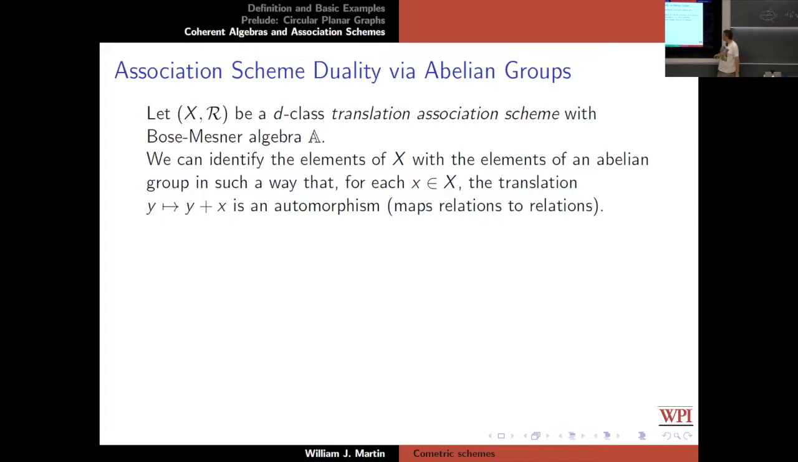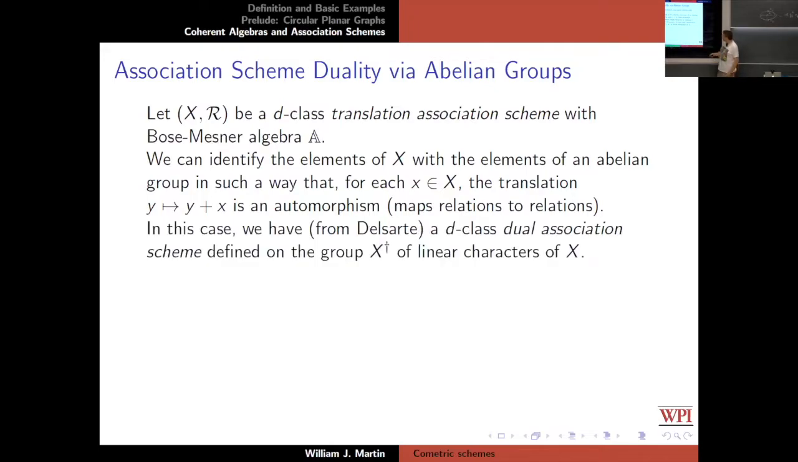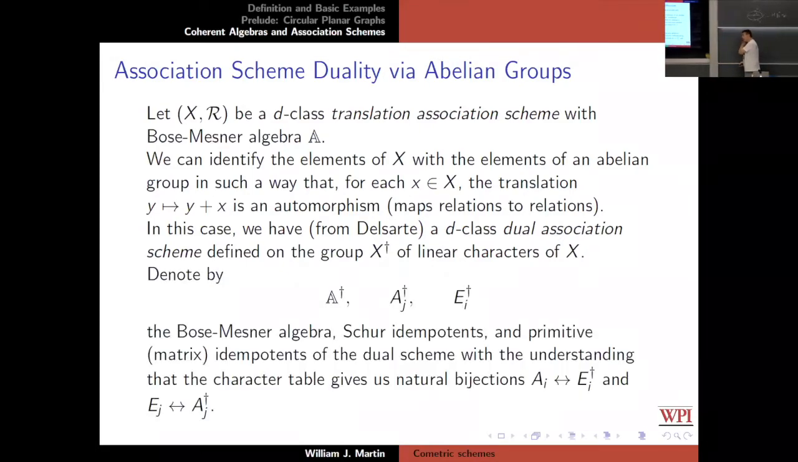Okay? So in that case, there's a way in Delsarte's thesis to construct a dual association scheme. There's something more general in Delsarte's thesis, but I just need the one that's built from the linear characters of a finite abelian group. And you get a dual Bose-Mesner algebra A dagger. This is not the dual Bose-Mesner algebra of which Terwilliger theory talks, as discussed last week. You get a dual adjacency matrix, you get a dual idempotent.